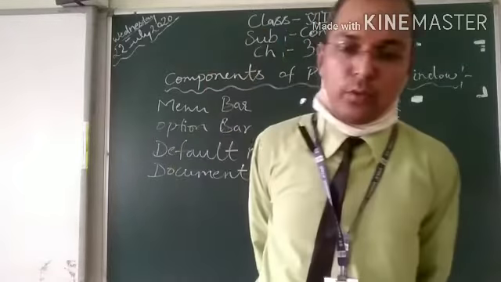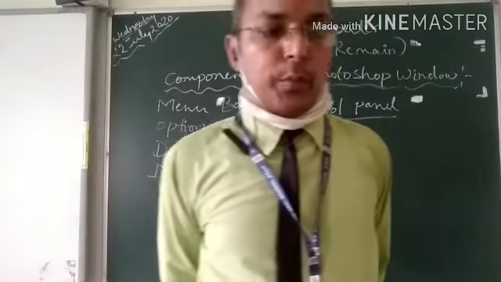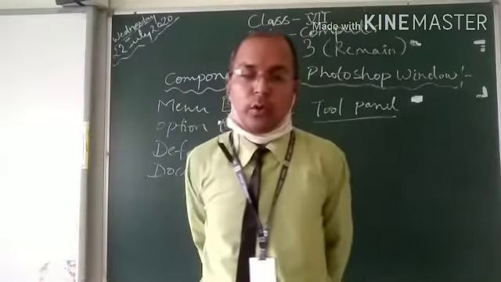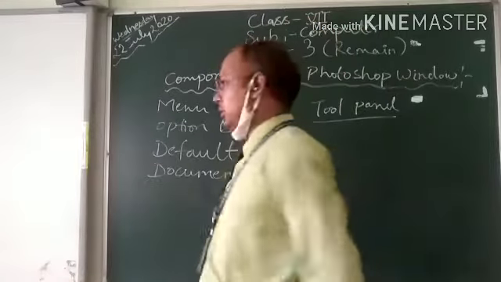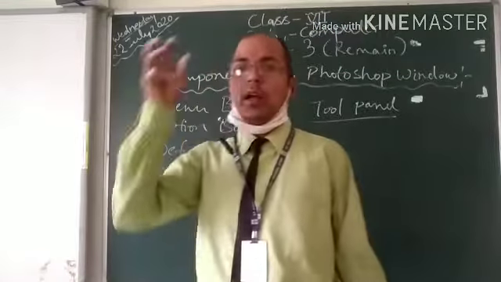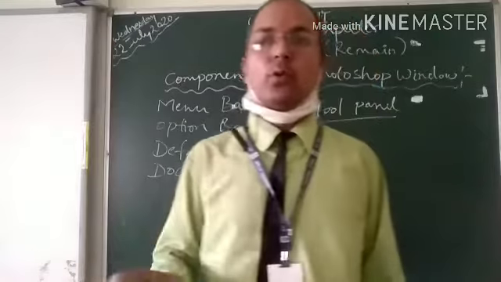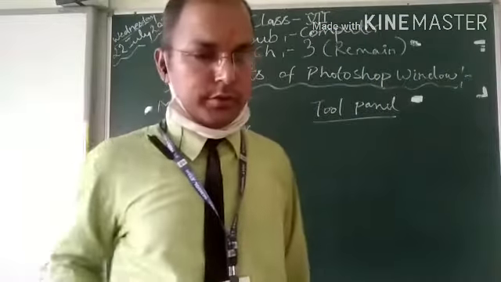It consists of text tools, shape tools, and pen tools. They are used for drawing and typing text. Suppose that is the first picture, and after that you want to type on that picture, you have to use the text and type tools.